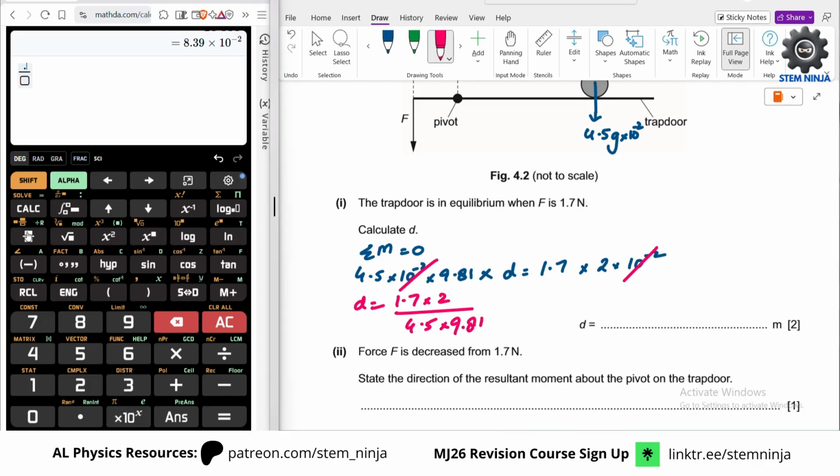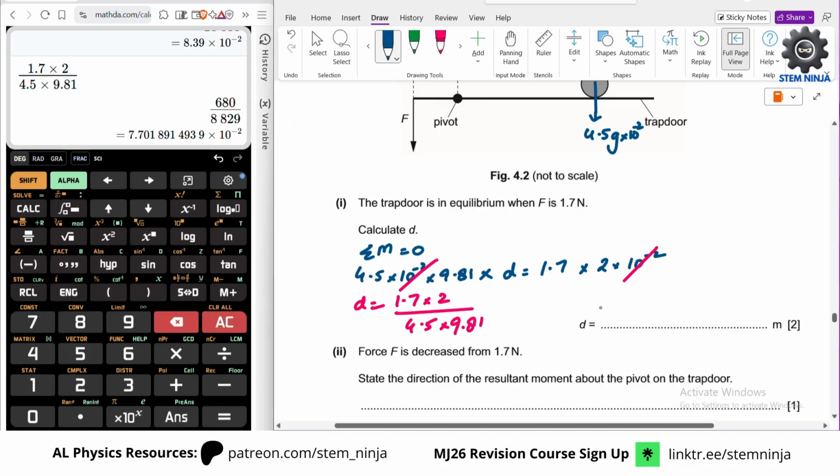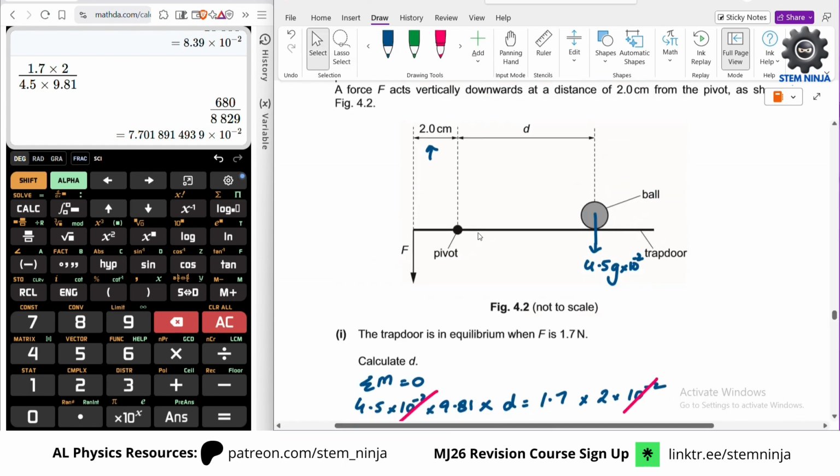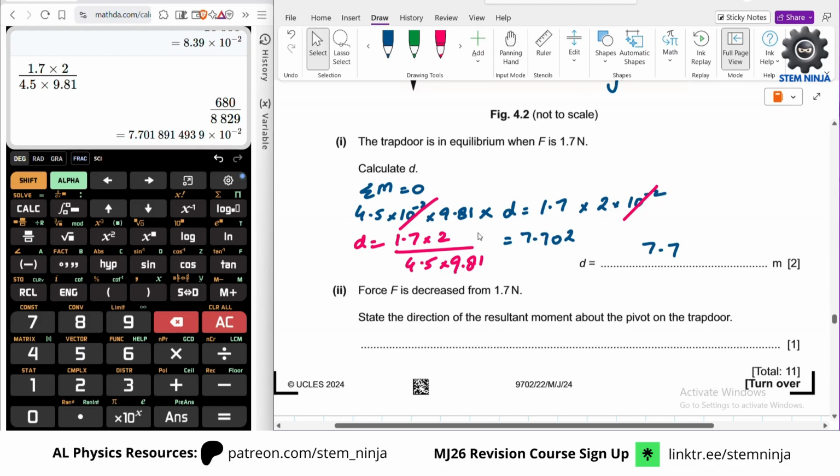1.7 times 2 divided by 4.5 times 9.81 gives 7.702. So 7.7 would be adequate, in meters.